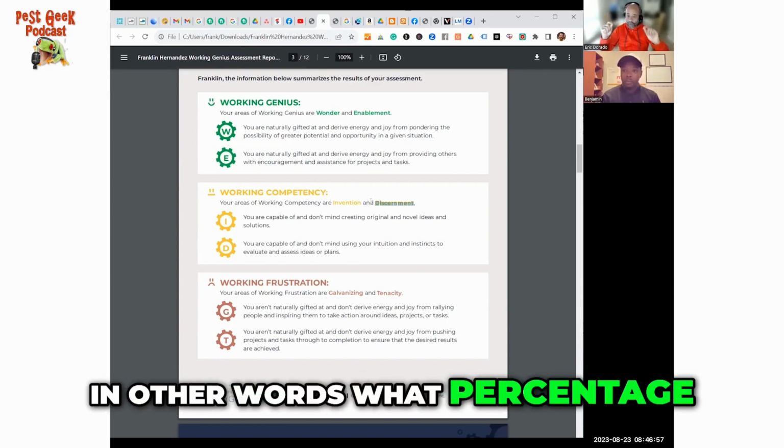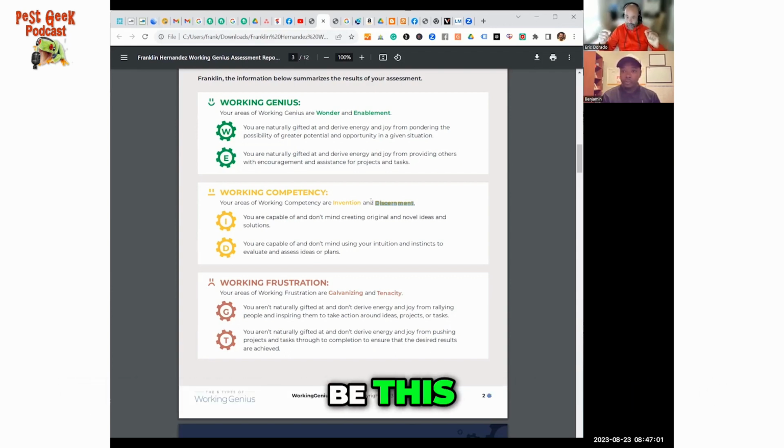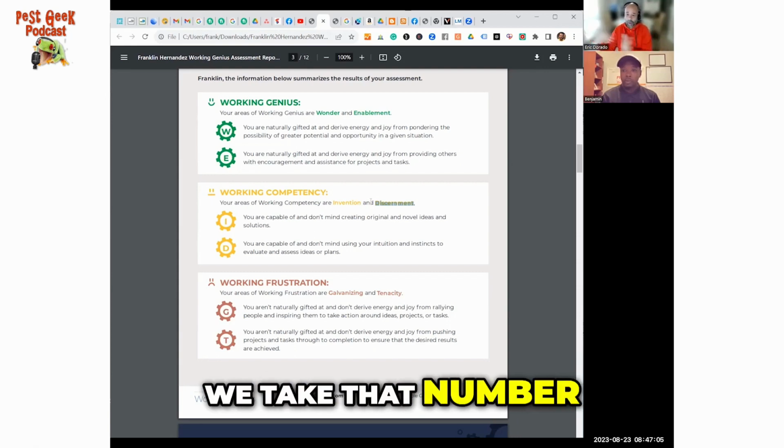In other words, what percentage should be chemical? What percentage should be labor? What percentage should be this? And where are we off and how do we correct it? Or how do we take that number and do this?